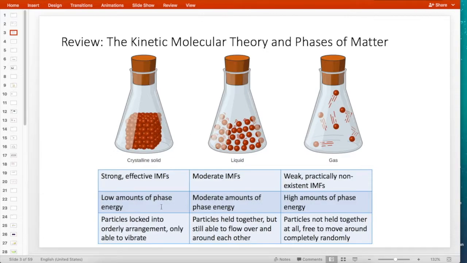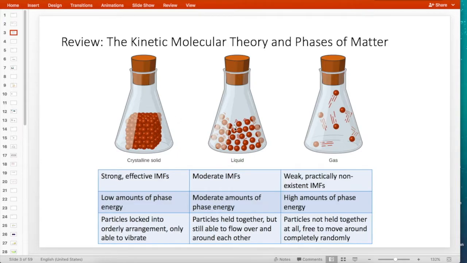So I just kind of made this chart to summarize everything that we know about these. We know that solids have a very orderly, structured arrangement. Why? What is holding the particles of this solid together? Strong and effective intermolecular forces. Hopefully you remember that phrase. These are attractive forces between the particles of a substance. So this solid here, and any solid, has very strong and effective intermolecular forces holding the particles together.